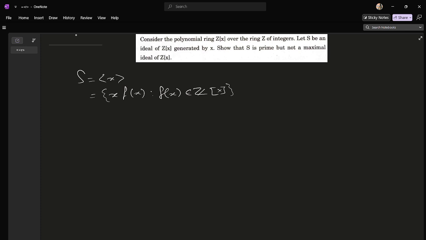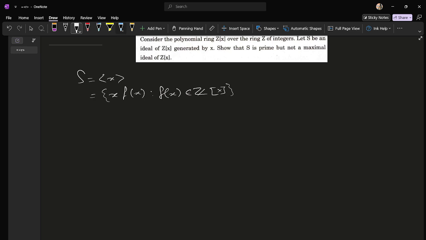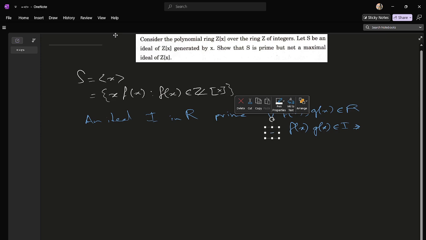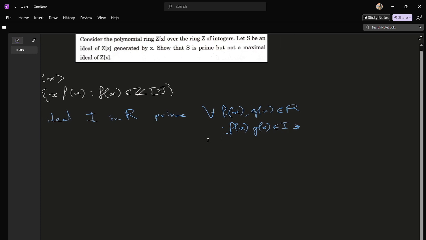So now we show that S is a prime ideal. How can we do that? An ideal I in a ring R is prime if for all f(x) and g(x) belonging to R such that f(x)g(x) belongs to I, then either f(x) belongs to I, or g(x) belongs to I.